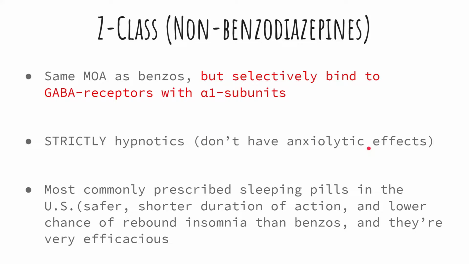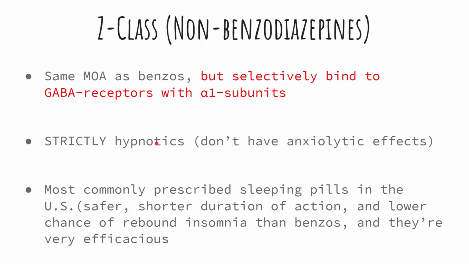We don't use them in the treatment of anxiety. Why? Because they selectively bind to the alpha-1 subunits in the GABA receptors, and these alpha-1 subunits have a very important function in regulating sleep. Okay. Other alpha subunits like alpha-2 and alpha-3 are used in anxiety. So drugs like benzodiazepines, for example, can actually bind to GABA receptors with alpha-2 and alpha-3. That's how they can be anxiolytic. In the Z class, they only bind to the alpha-1 subunits of GABA receptors, which means they can only act as hypnotics. Again, what is in red is not on us. I just put it so we can understand why the Z class are strictly hypnotics and not anxiolytics and sedatives.